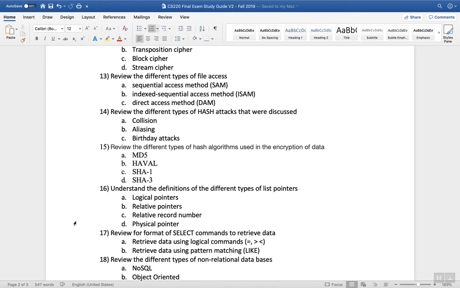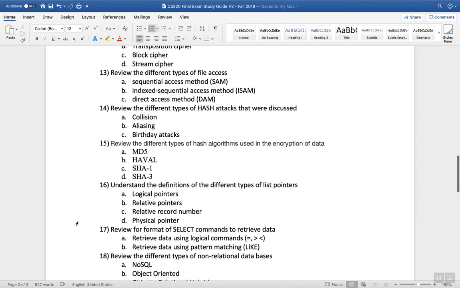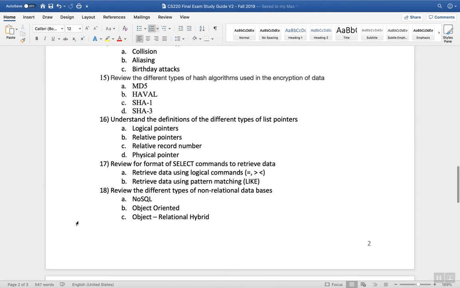We talked about hashing. We talked about hash attacks, so the idea of a collision, things that people will try to attack a hash with: collisions, aliasing, or birthday attacks. I think we talked about that in the slide deck. You want to go back and just be familiar with that. Same with the different hash algorithms: just know what they are and what differentiates one from the other.